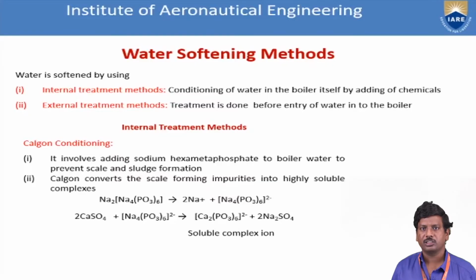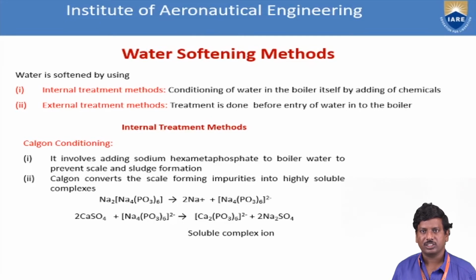Water is mainly softened by the chemical treatment methods. It is divided into internal treatment methods and external treatment methods. Internal treatment methods involve conditioning of the water in the boiler itself by adding chemicals, whereas in external treatment methods, treatment is done before entry of water to the boiler. That means with respect to the boiler, we can classify either internal treatment methods or external treatment methods.